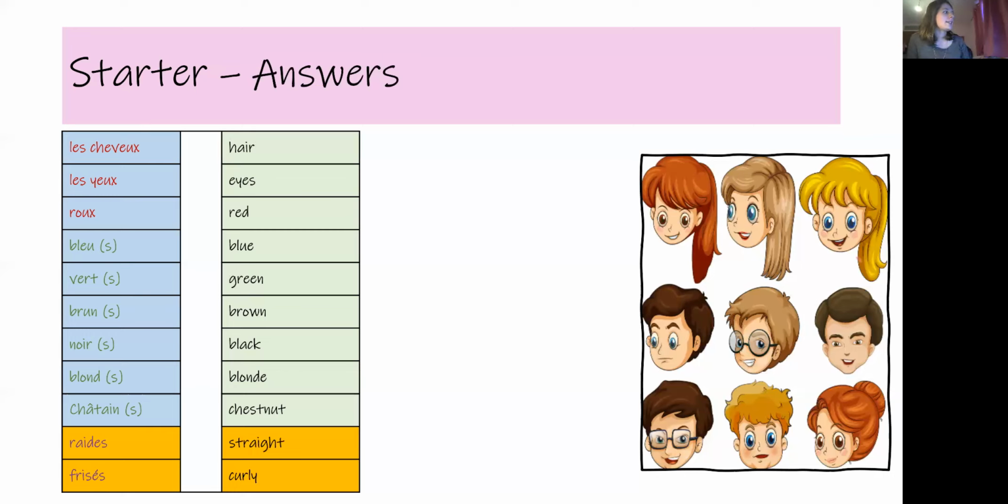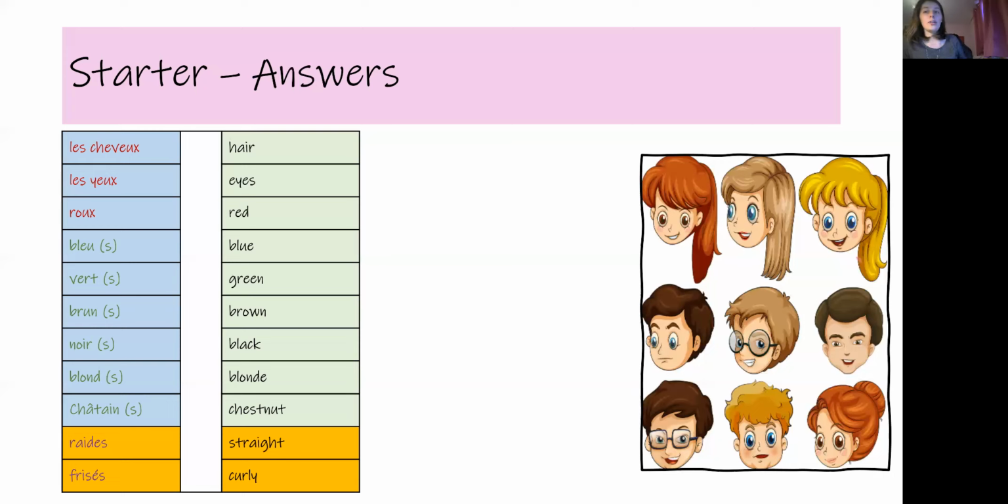The next one is roux. Okay, roux, which means red. You might know the word rouge, which also means red, but this spelling and this word is used when describing hair. Okay, roux. We've got bleu, blue, vert, green, or verte if it's plural, okay? Brun, which is brown. Then you've got noir, which is black.